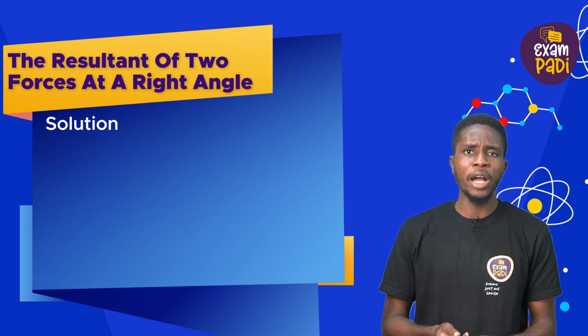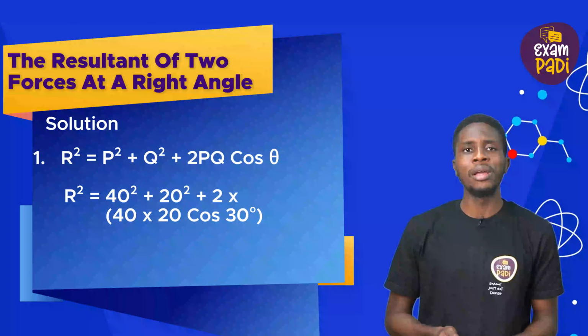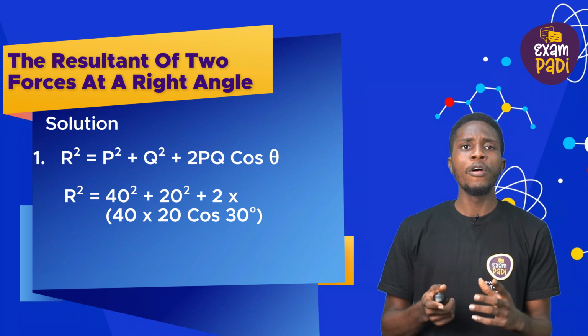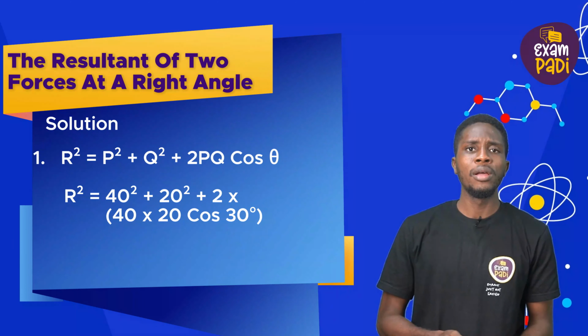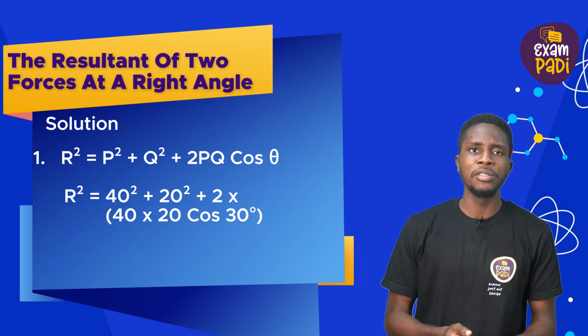Solution. By trigonometry for the triangle, we have R square equals P square plus Q square plus 2PQ cos theta. R square equals 40 square plus 20 square plus 2 times, in bracket, 40 times 20 cos 30 degrees.